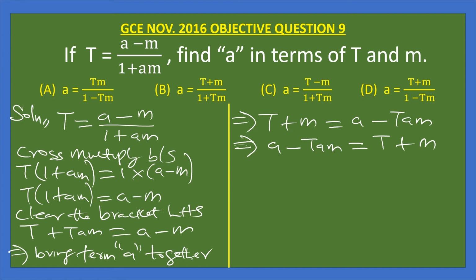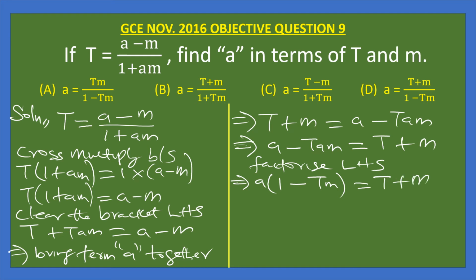So what do we now do? We factorize the left hand side. So this now gives us A into what? 1 minus TM as equal to what? T plus what? M. We want A to be alone. So what do we do? We divide both sides by what? 1 minus TM.